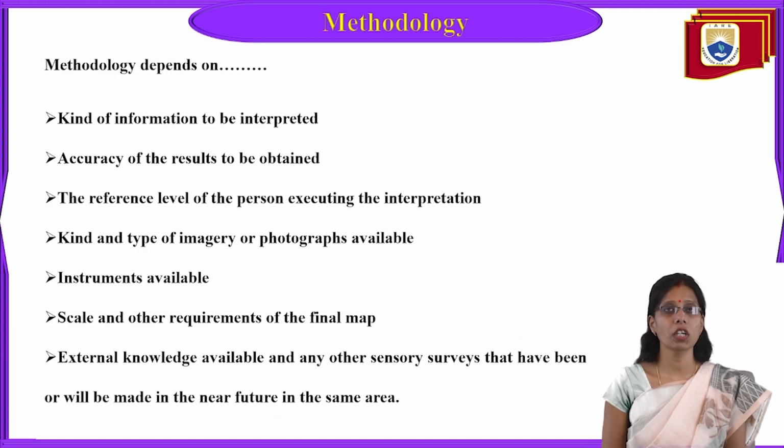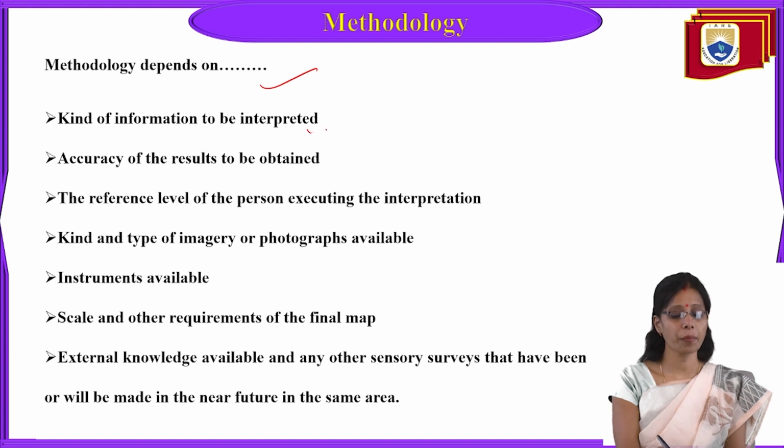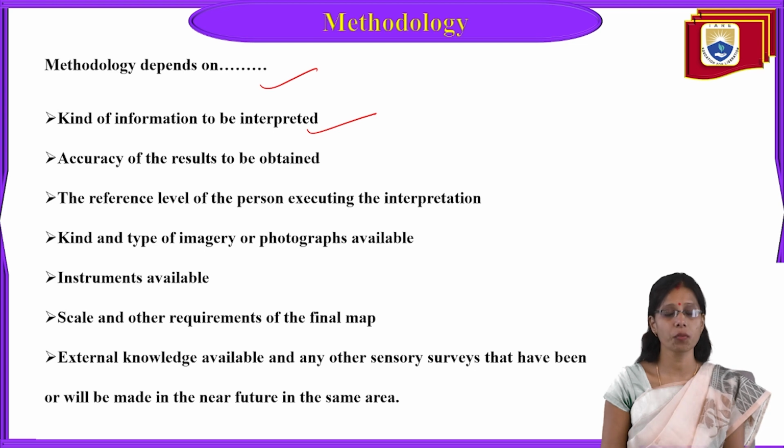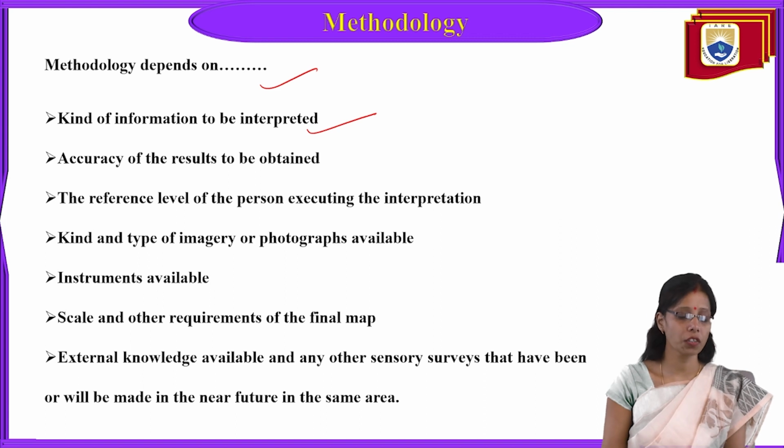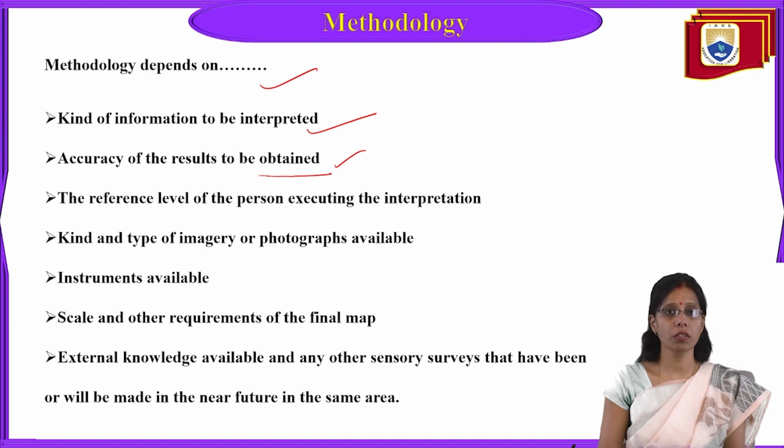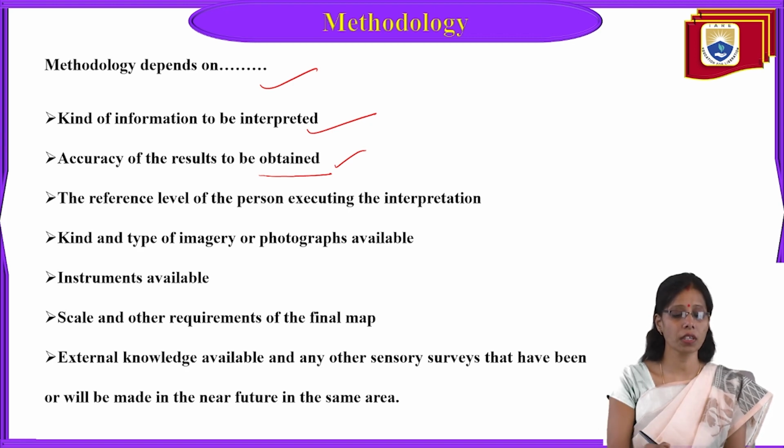Now, what methodology is used in the interpretation methods? It depends on the kind of information to be interpreted, that means which kind of information is required to be taken out from the image. Then the accuracy of the results to be obtained. So how accurate is it, because the image will have only the features present in it, there won't be any other kind of information. So we just see the image and try to find out the accuracy of the results to be obtained.